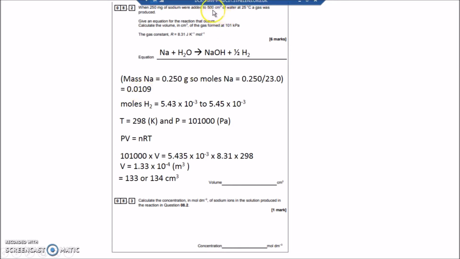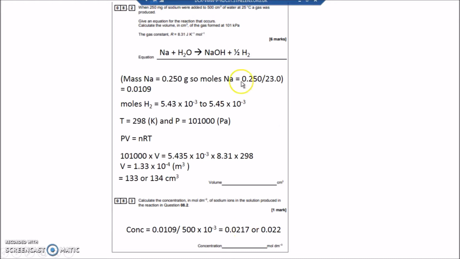Volume is 500 centimeter cubed. To convert that into decimeter cubed, divide by 1,000, going from a small unit like centimeter cubed up into a large unit like decimeter cubed, which gives 0.5. So concentration is 0.0109 divided by 5 times 10 to the minus 3, or 0.5, and it'll come out as 0.0217.